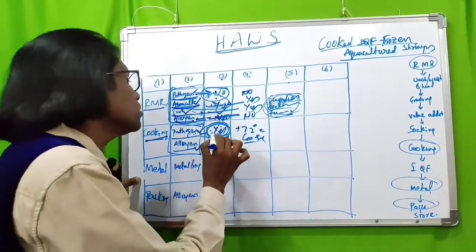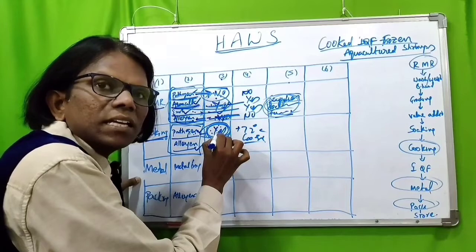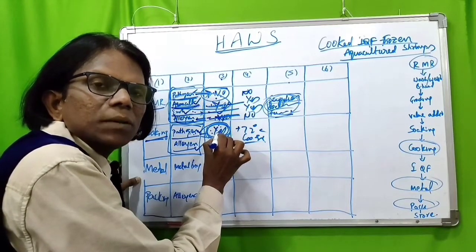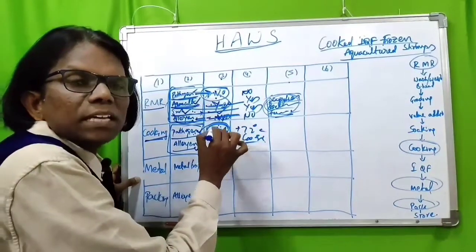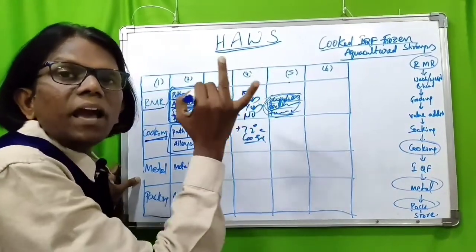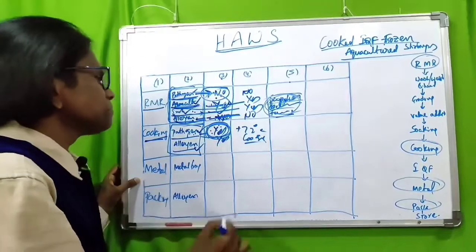If not controlled at this step, then the likelihood of occurrence will be more, and the likelihood of illness may occur in the finished product.